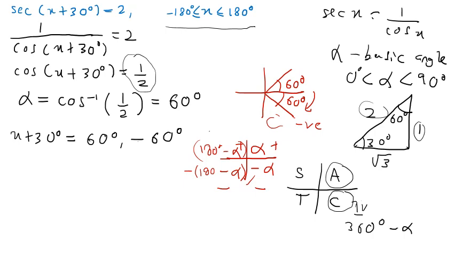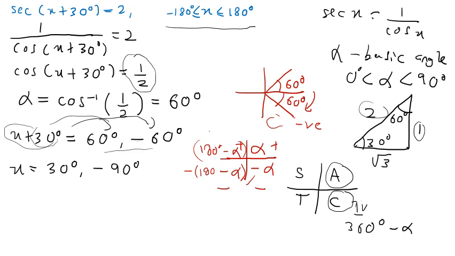Just to make sure, this is not the final answer yet, because on the left side it is x plus 30. So for the final answer x, we have to subtract 30 degrees on the right. So x equals 60 minus 30, which is 30 degrees, and negative 60 minus 30 degrees gives negative 90 degrees. Or you can rearrange in ascending order for the final answer: negative 90 degrees and 30 degrees.